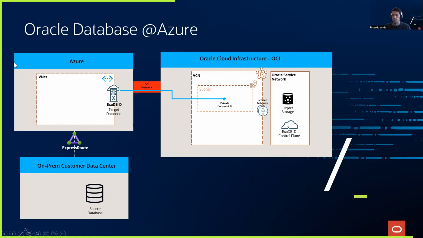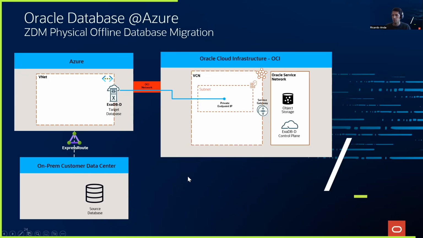and the customer uses Azure as their primary cloud, and they have an ExpressRoute connection where they have their source database. So from a routing point of view, what will happen in this scenario? Again, we will use setDM. setDM will be deployed in the on-prem data center, and in this scenario, instead of using the OCI object storage, you will use Azure Files.